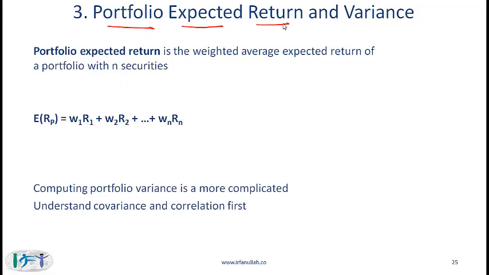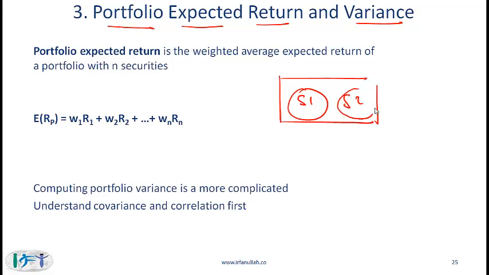Portfolio expected return and variance. Portfolio expected return is the weighted average expected return of a portfolio with N securities. Let's say we have a very simple portfolio which consists of two stocks, stock 1 and stock 2.